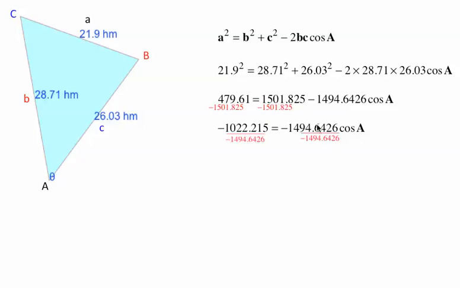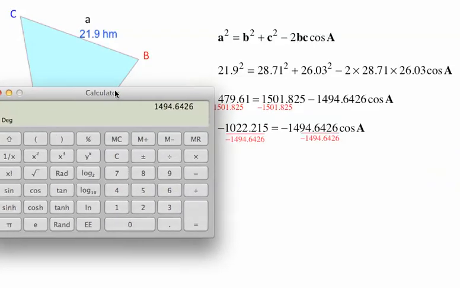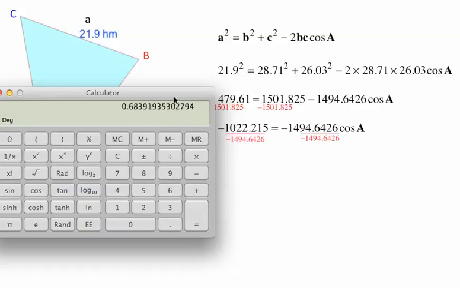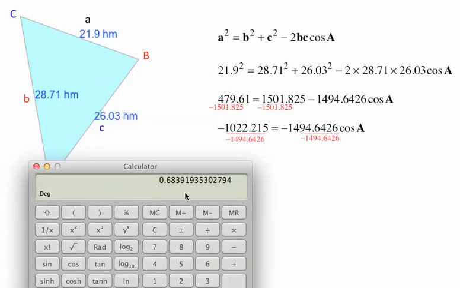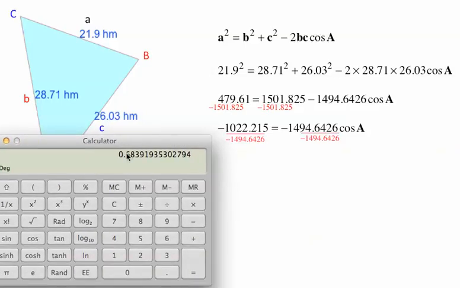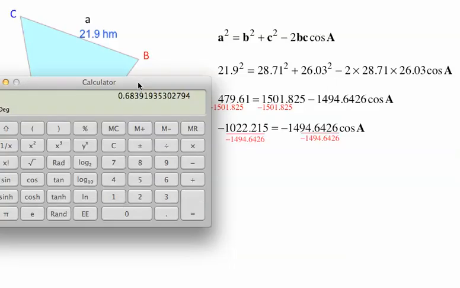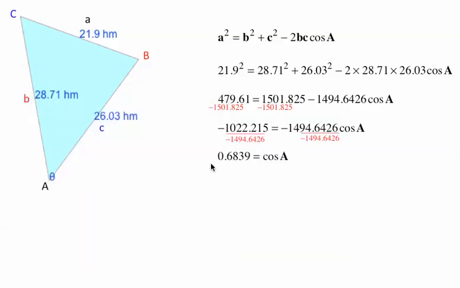Okay, and when I divide this side by that, it's gone. When I divide the other side by that number, what do we get? Let's try that. So I have 1,022.215 divided by that number, and now we have a negative divided by negative. Notice I was just dividing positive numbers because these were both negative. I just discounted the negatives. It is going to be positive, and that's going to give us this result, which I'm going to keep in my calculator. Okay, so I have 0.6839 is equal to the cosine of A.